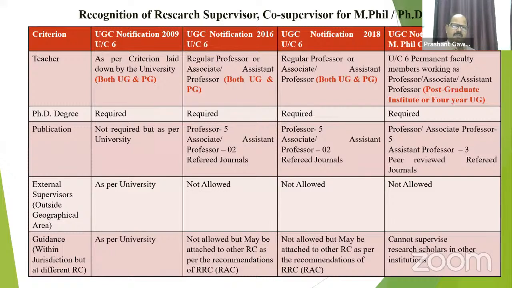Now, while talking about these things, you will find the different criteria laid down under the UGC notification.